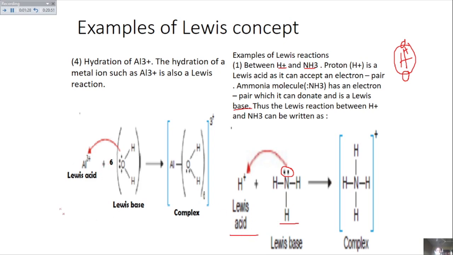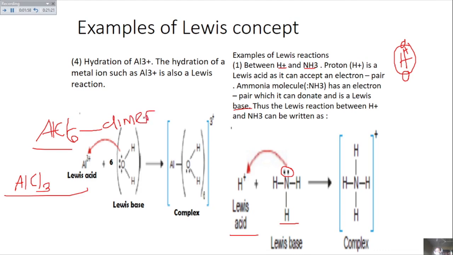Equally applicable here, yes, in case of ammonia. Therefore, when you have something like this, AlCl3, this is forming a dimer. Here is the dimer. Here, look at it, hydration of hydrogen.